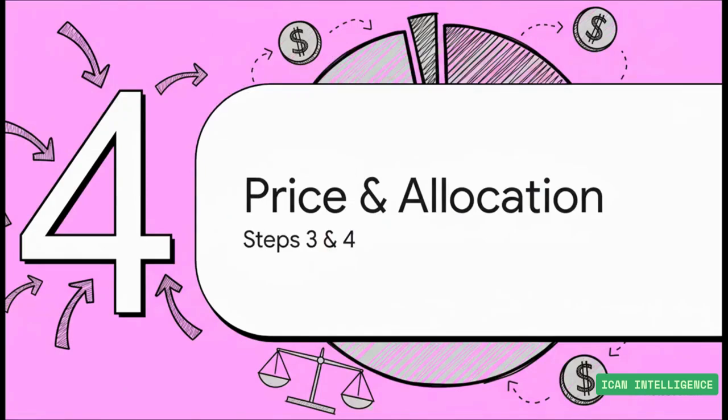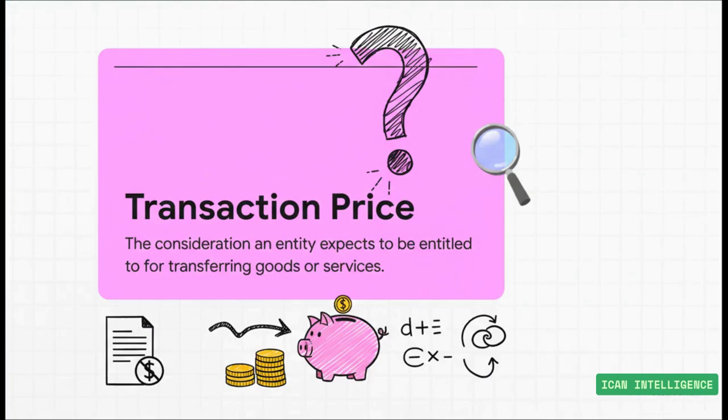Okay, deep breath. We figured out what we're delivering. Now we get to the money part. Steps 3 and 4 are all about figuring out the total price tag for the contract and then how we carve up that price between those promises we just identified. So step 3, what's the transaction price? This is the total pot of money we think we're going to get. And I want you to really focus on that word expects. This isn't just the price on the invoice. It's our best estimate of what we'll ultimately receive.